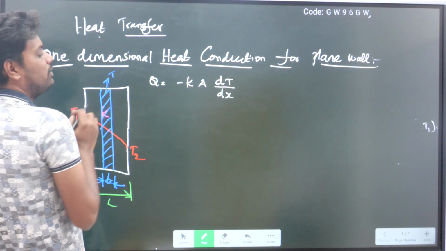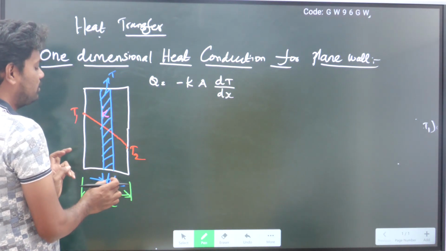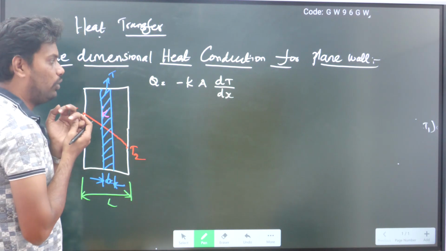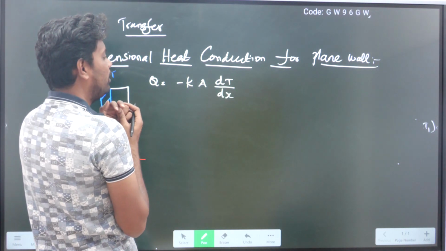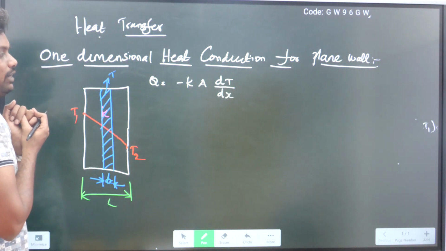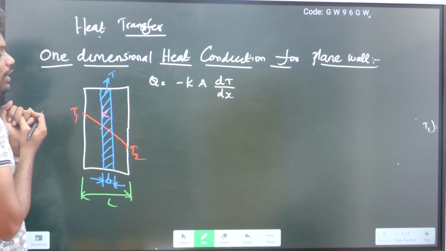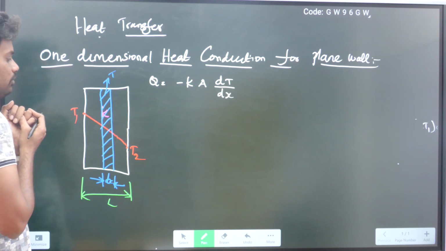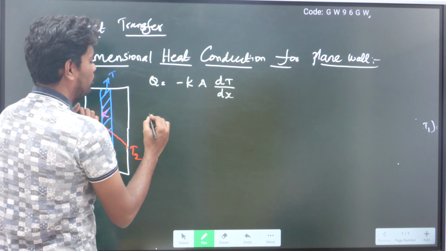Now why have I written this as dx? Because the distance is dx only. That's why instead of L I have written dx. Okay. Now how can I rewrite this again? So Q is equal to minus KA into dT by dx. So this one I have to integrate.